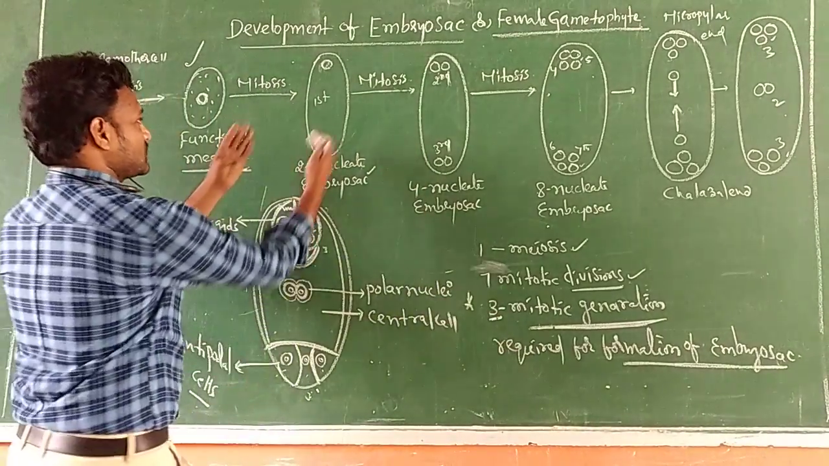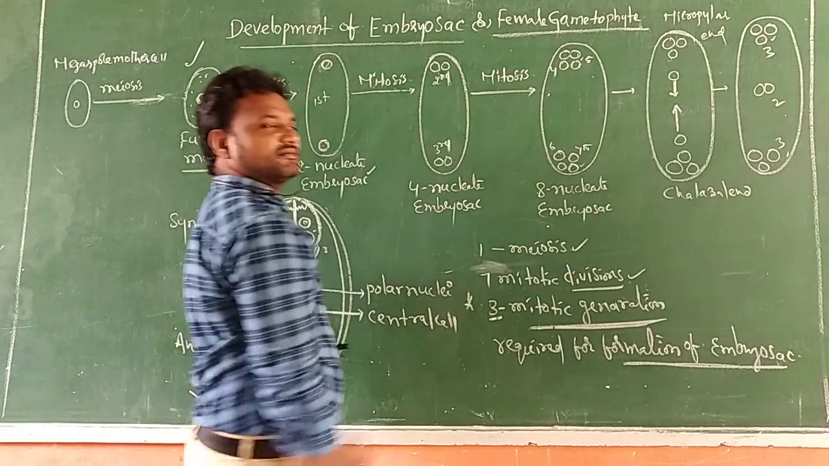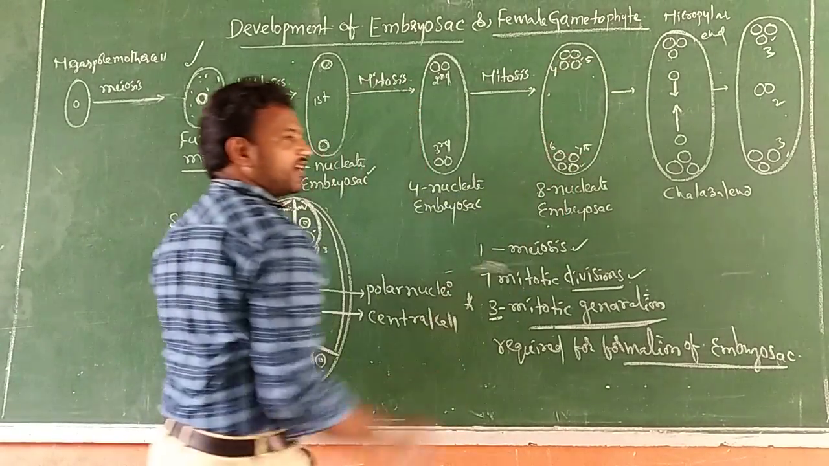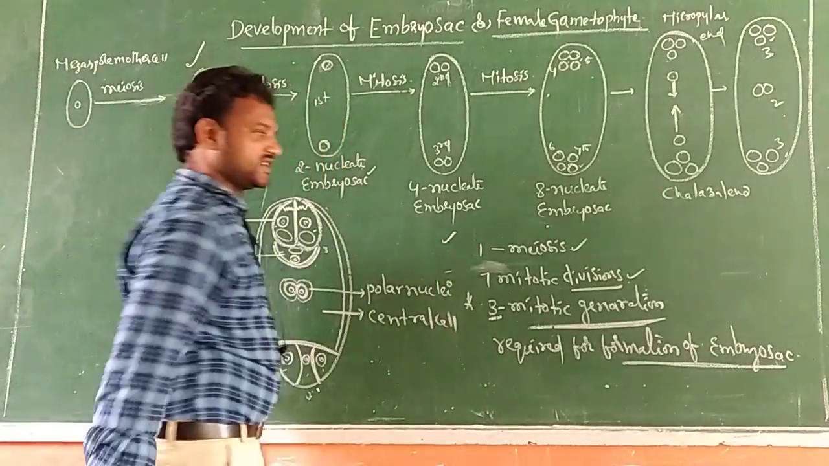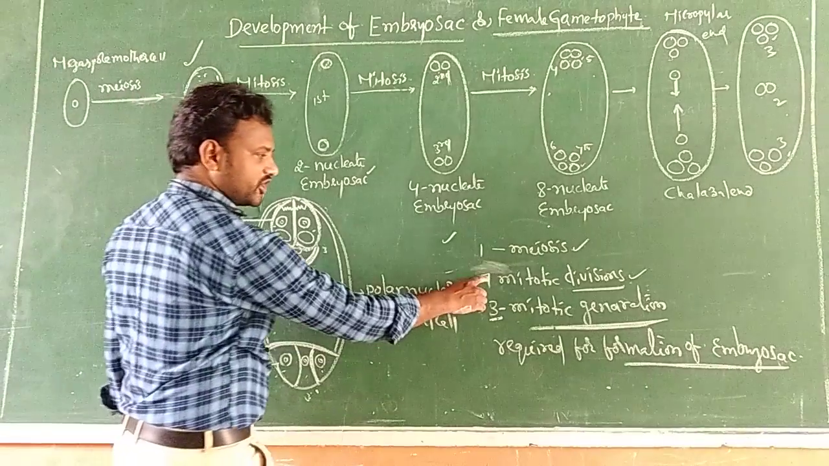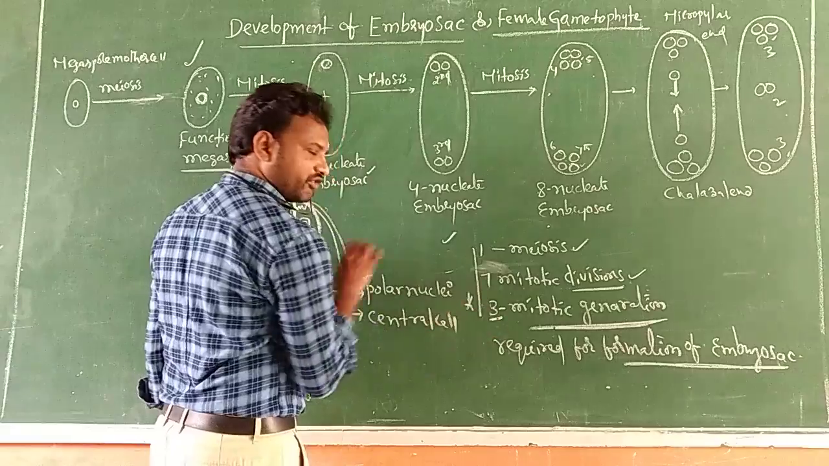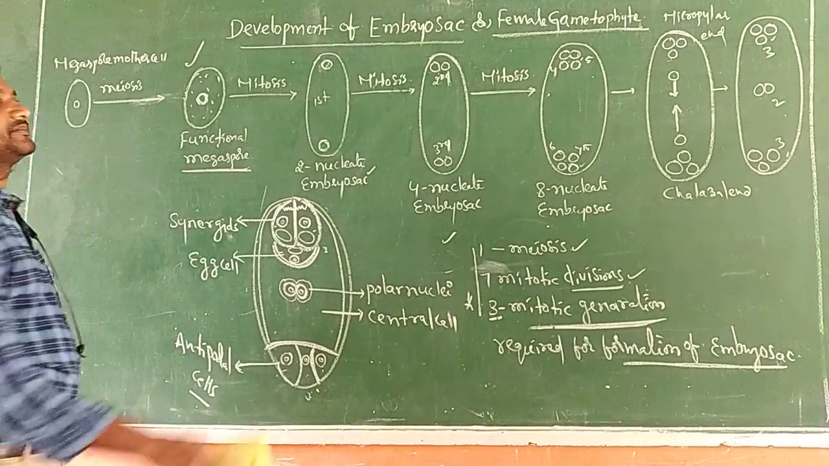7 divisions. This is one generation. This is the second generation. This is the third generation. After the third generation, how many nuclei? 8 nuclei are formed. This is the next bit. What is that? Yes, that is 1 meiosis, 7 mitotic divisions, 3 mitotic generations. These 3 are required for the formation of 1 embryo sac.